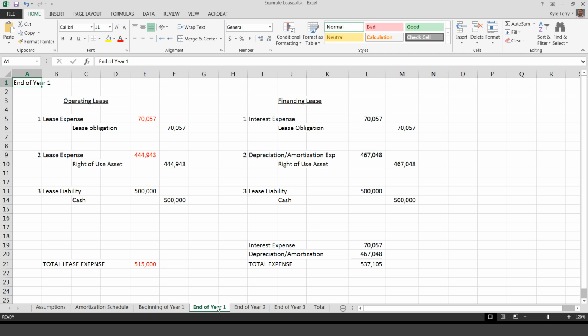And then we're going to depreciate our right-of-use asset. The $444,943 is, for lack of a better word, a plug number to get you to the 515. And it's kind of crazy that you have to do that, but there's no other way to get to the 515. So it's a balancing amount to get to the 515. So it'll become more clear on the next page when we go to end of year 2.